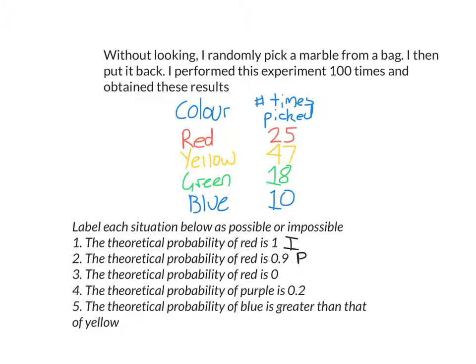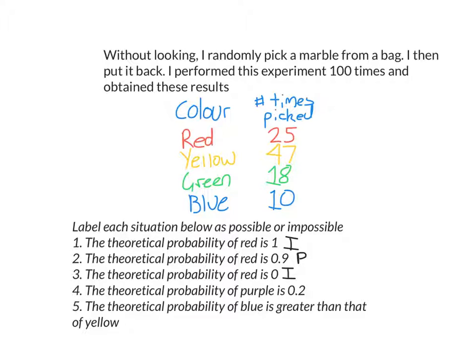So 3, the theoretical probability of red is 0. This would mean it was impossible to get red. Given that we actually did get some red marbles, it can't be impossible. So this cannot happen. We can't have had the theoretical probability of red is 0. So note, if we're talking about the theoretical probability of red, all we can say is that it definitely wasn't 1, it definitely wasn't 0, it is possible that it could be any number between, but not including 0 and 1.